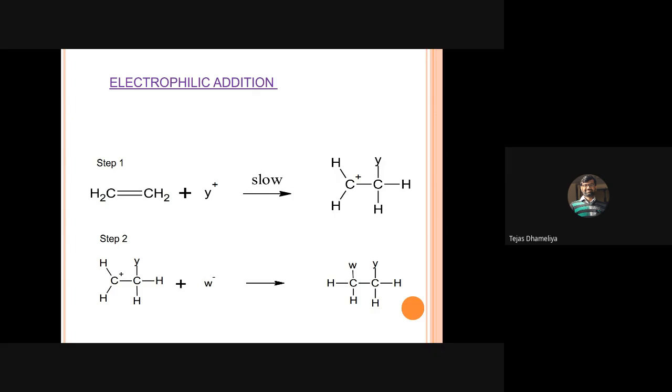Asymmetrical means you cannot divide them into two equal parts. That is the meaning of asymmetrical.